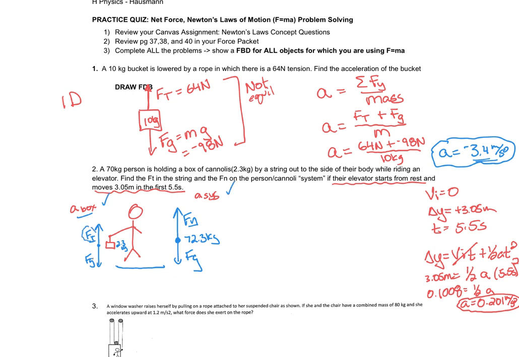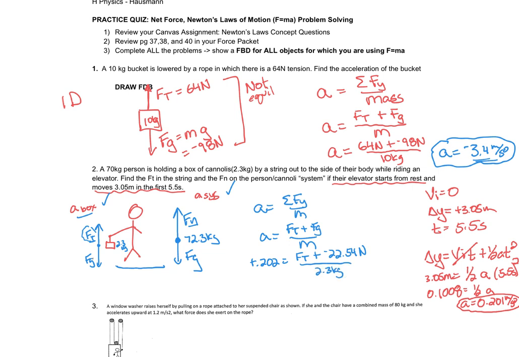So let's do step one. We've got acceleration equals the sum of the forces in the y over the mass. The acceleration is force tension plus force gravity over the mass. The acceleration is positive 0.202 equals force tension, I don't know, plus force gravity, 2.3 times 9.8. That's negative 22.54 newtons over a mass of 2.3 kilograms.